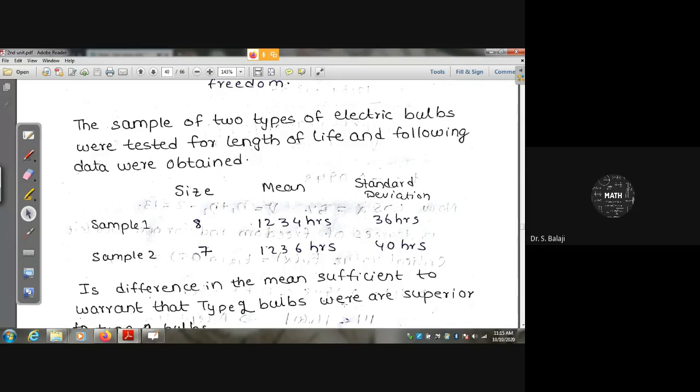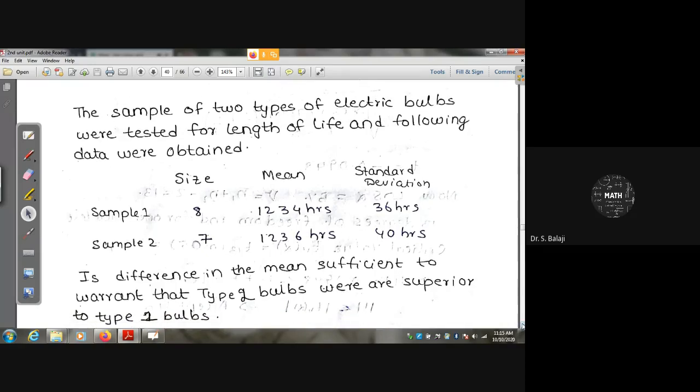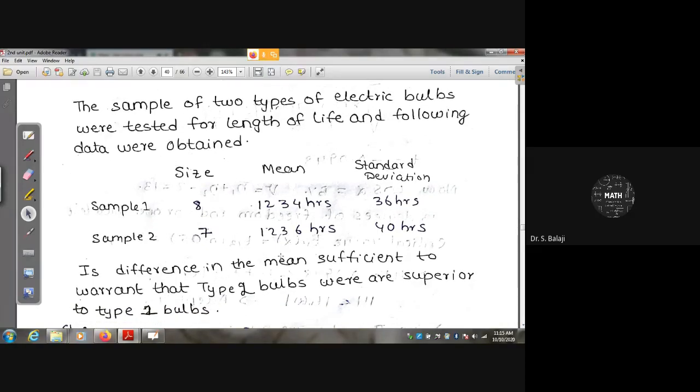The question is, is the difference in the mean sufficient to warrant that type 2 bulbs are superior to type 1 bulbs? Because type 2 bulbs have the greater mean value and also greater standard deviation value. So from this mean value, we can say it is sufficient to warrant that type 2 bulbs are superior to type 1 bulbs.